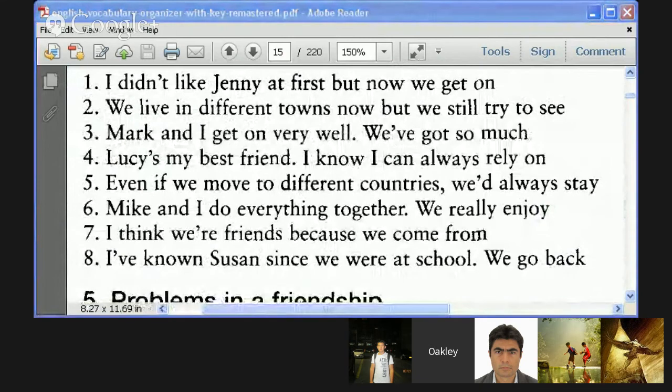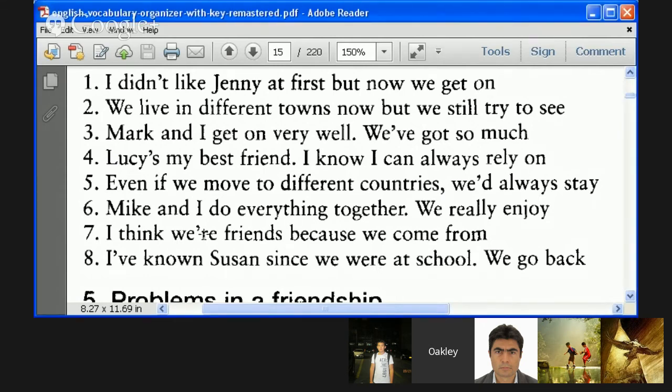Now, I want to point something out. British often say we get on, or we get on well. Americans normally say get along. And this can be positive or negative. I can say I really don't get along with my mother-in-law. That means we're not friendly with each other. Either way, it can be positive, we get along well, or we don't get along at all. British say get on. Americans usually say get along.